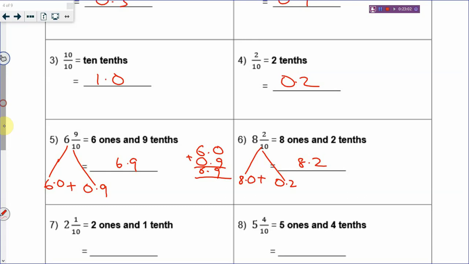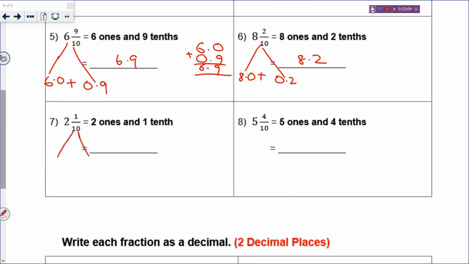Alright, next one, do the same thing with the other mixed number. Break up. Now when you write 2, that is not a decimal, that is a whole number. You have to change it to 2.0, make it a decimal. And then 1/10 will be 0.1. Then you just plus them together and you get 2.1.